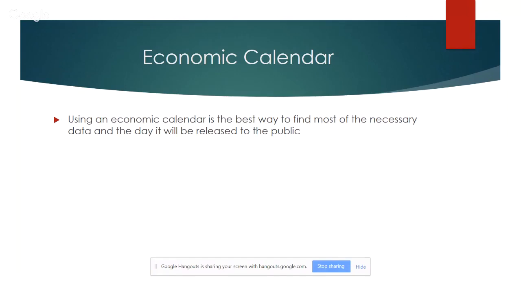Non-farm payrolls is released on the first Friday of every month. So it's really just an easy way to gauge that, but you don't have to. It's really not essential. That's a lot to remember.